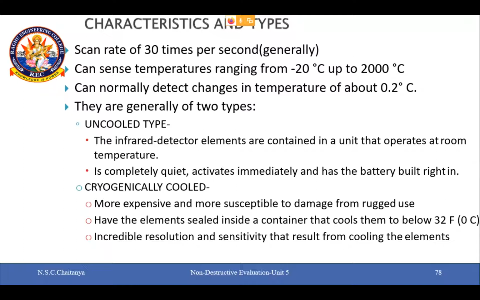They have elements sealed inside a container that cools them to below 32 degrees Fahrenheit or 0 degrees centigrade. These are incredible resolution cameras. They have very high resolution and sensitivity that result from cooling the elements. They have high sensitivity, and the thermal images obtained are of excellent, high quality.